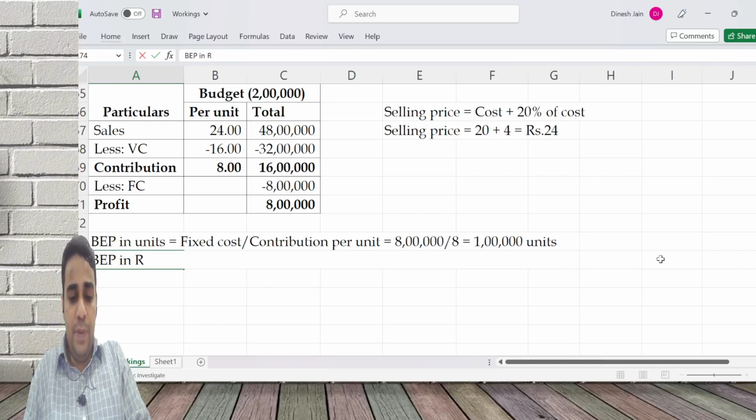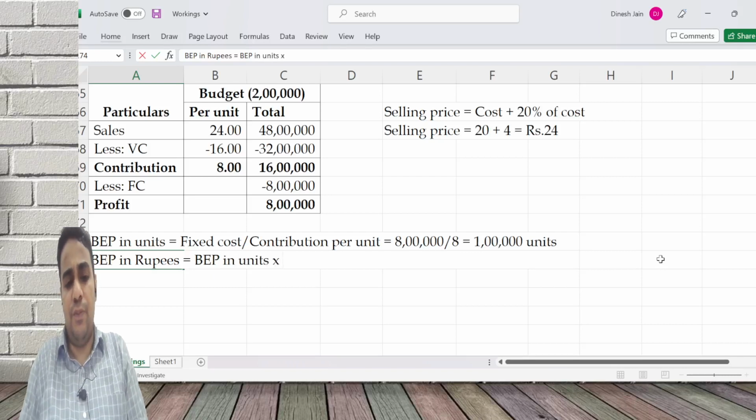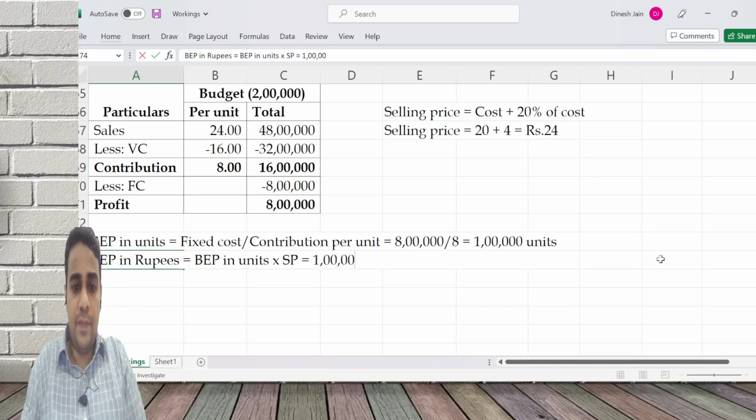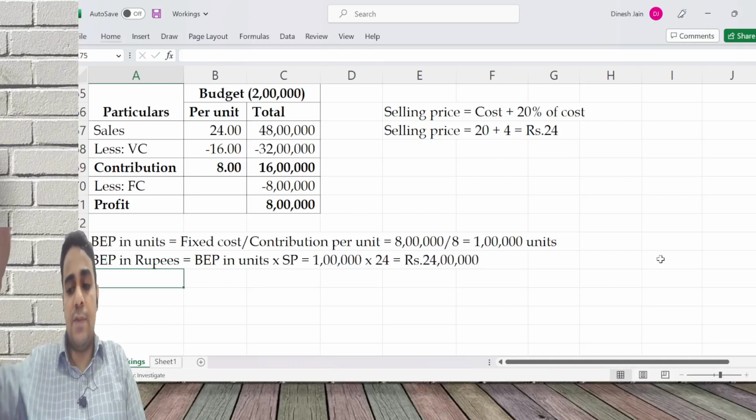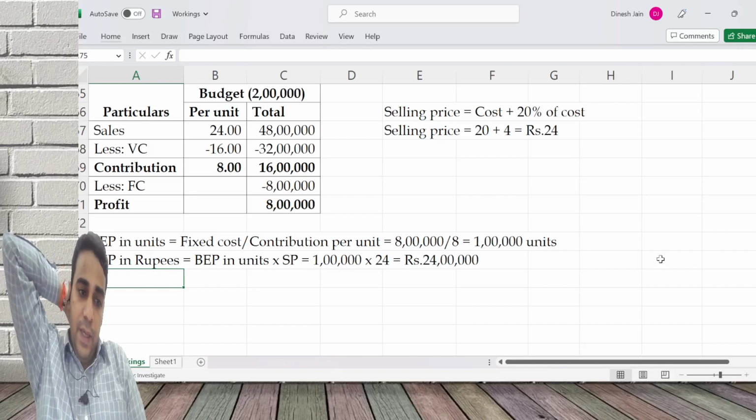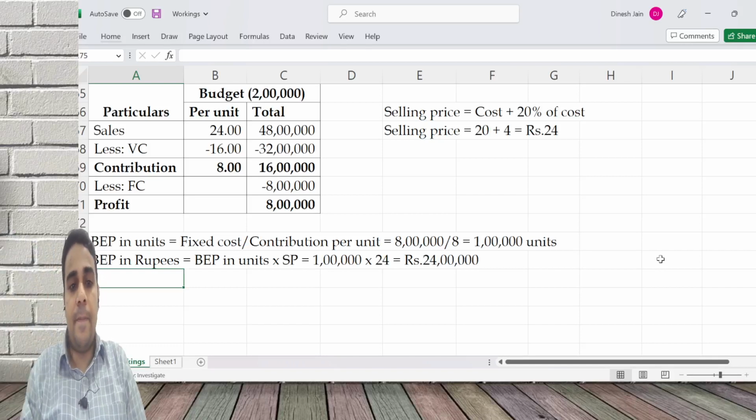BEP in rupees: whatever you got in units, multiply that with selling price. Or you divide by PV ratio. Both give the same answer. Into selling price, 24 lakhs. This answers part 1 of the question. BEP in units and BEP in rupees have been asked.